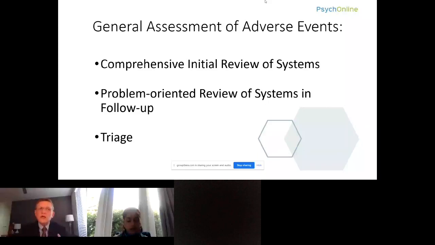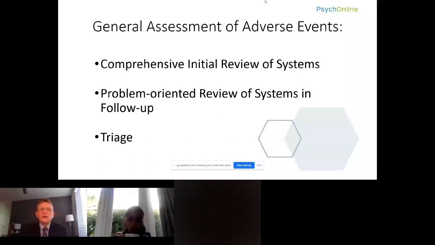Well, you start with a comprehensive initial review of symptoms, absolutely every major organ system, just like an internist would do at your initial evaluation. Cover absolutely everything. You've got to know if there's a pre-existing problem or symptom to learn whether or not you have created an adverse event.